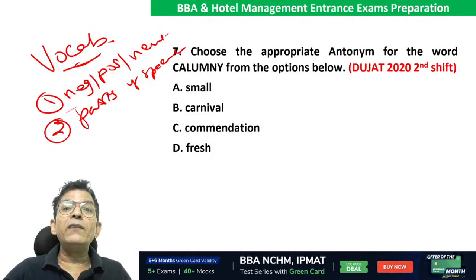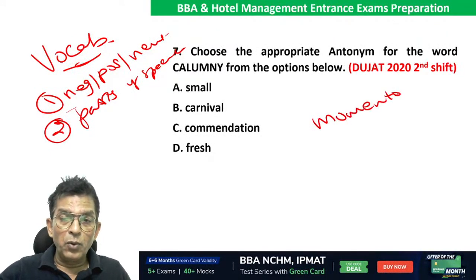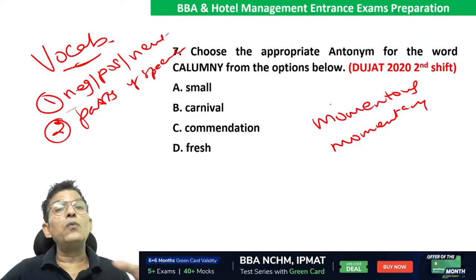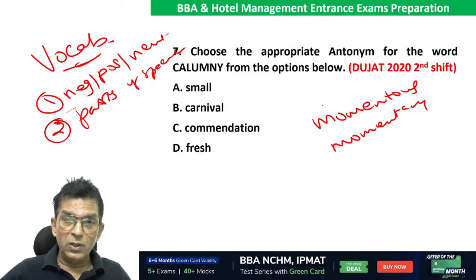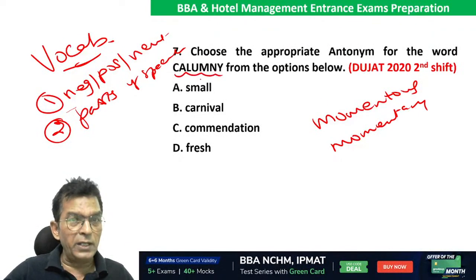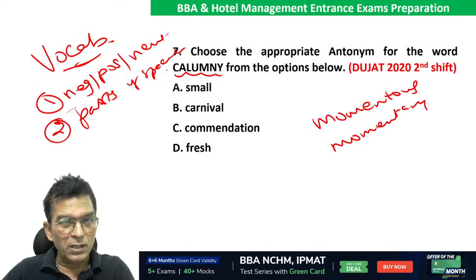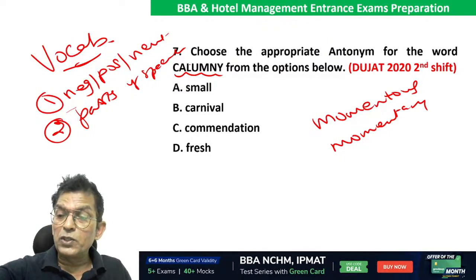Two adjectives can have different meanings. Like when I say momentous, both of them have the same root, and I say momentary, the meanings are entirely different. So it's important to know which part of speech it has been written in and how to go about it, and then look at the answer. So when I tell you calumny is a negative word, you can very easily say, okay sir, if it is a negative word, I am looking for a positive word. Okay, so which one? A positive word, sir, small?